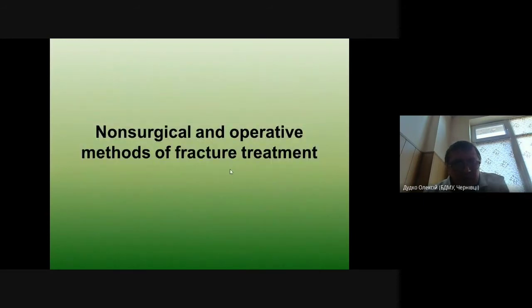Okay, let's now talk about what can be done in the hospital. And we have 2 big groups, non-surgical treatment and surgical treatment.